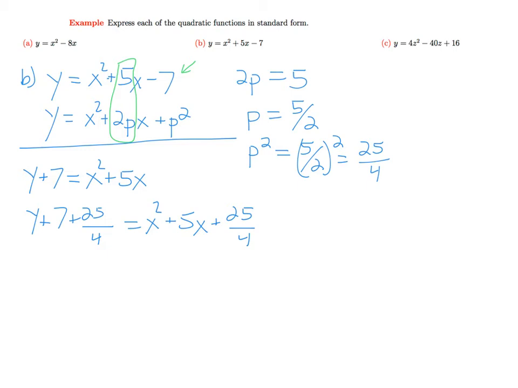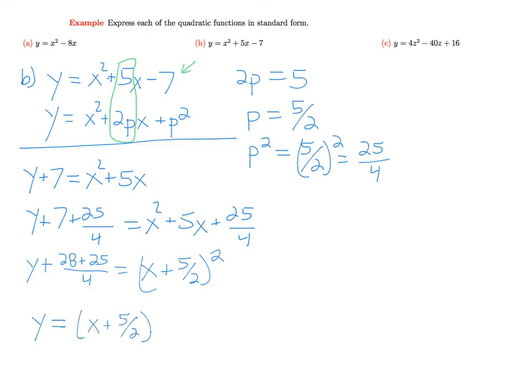And now we can solve for y. And what I can notice on the left side, since 7 is equal to 28 over 4, I could add those two constants together and write it over 4. And on the right side, we have our perfect square, x plus 5/2 squared. And this tells me in standard form, we have y is equal to x plus 5/2 squared. And now I need to subtract the constant from the left side on both sides, and that would give me minus 53 over 4.